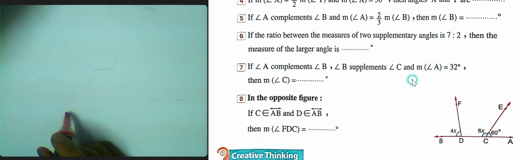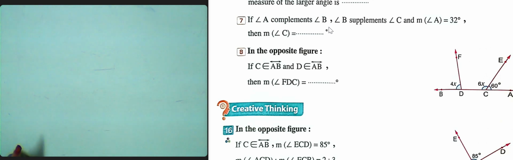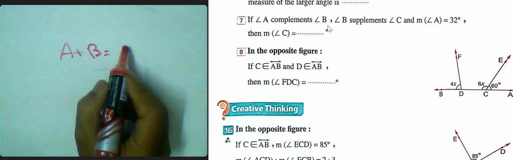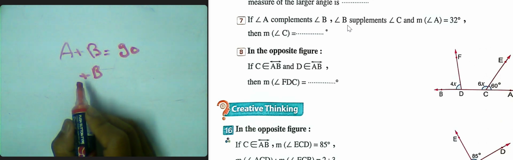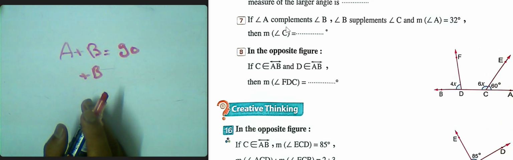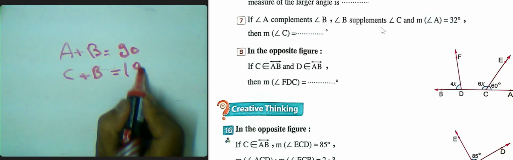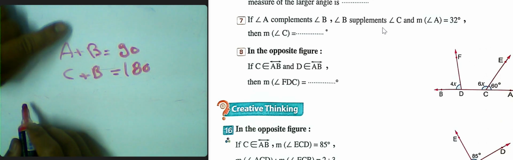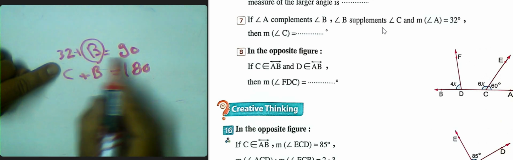Question number 7. The measure of angle A complements angle B, and B supplements C, and A was 32. Again, the measure of angle A plus the measure of angle B equals 90. Here it complements, and here B supplements C, meaning B plus C equals 180. They give us the measure of angle A was 32. Then 32 plus what equals 90?